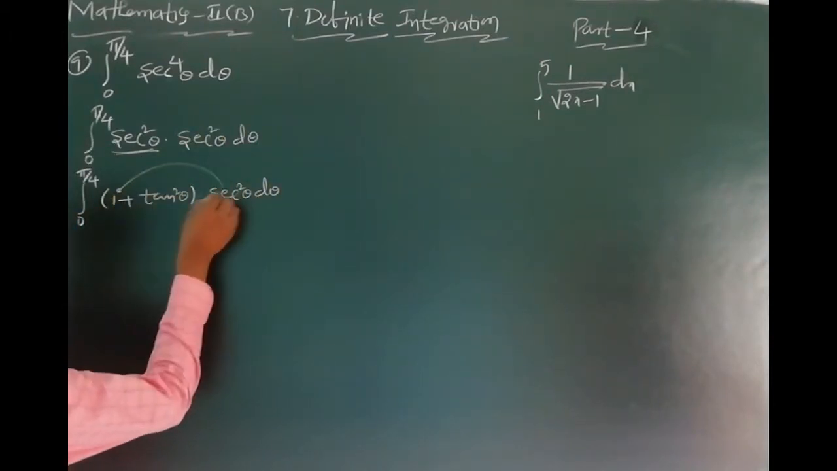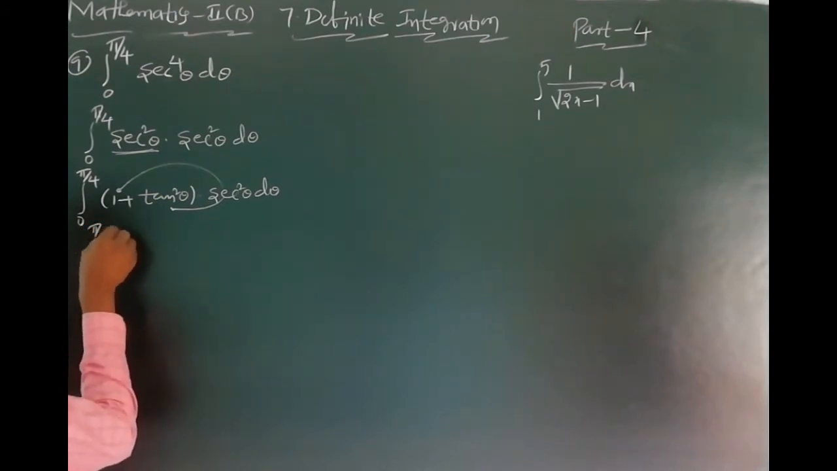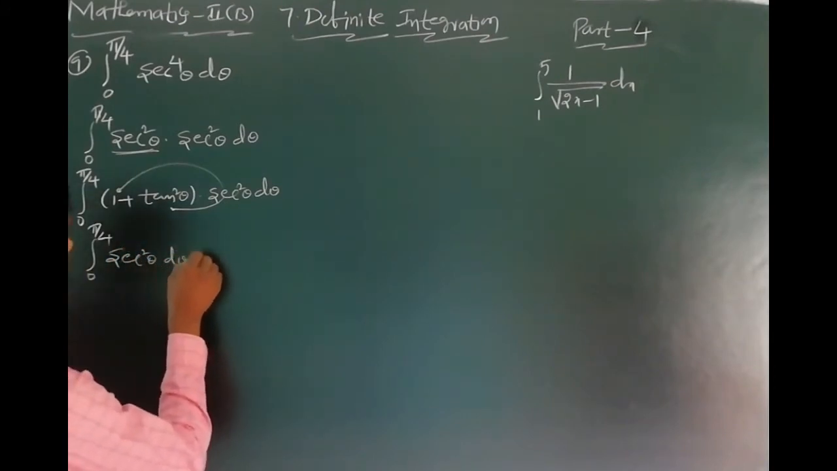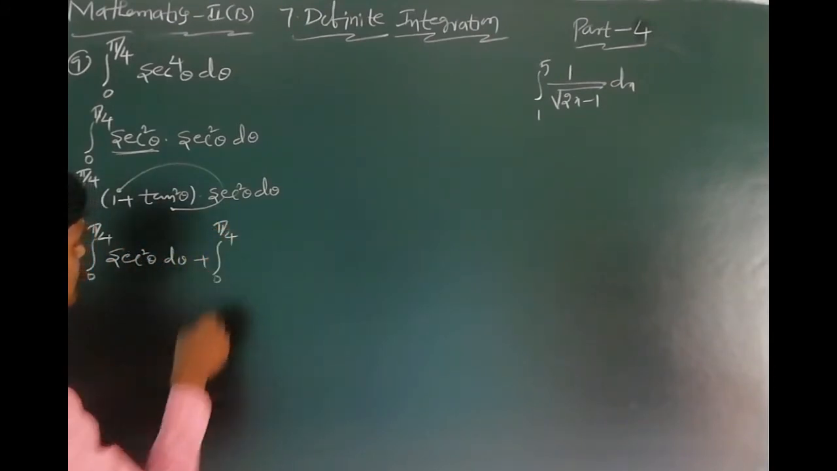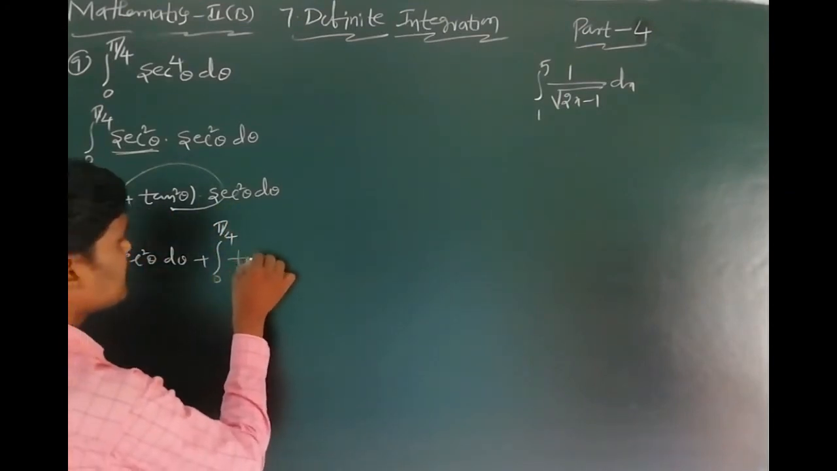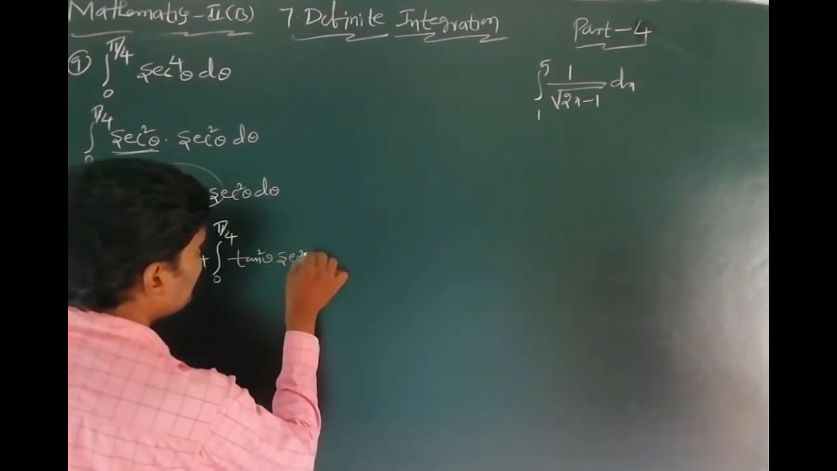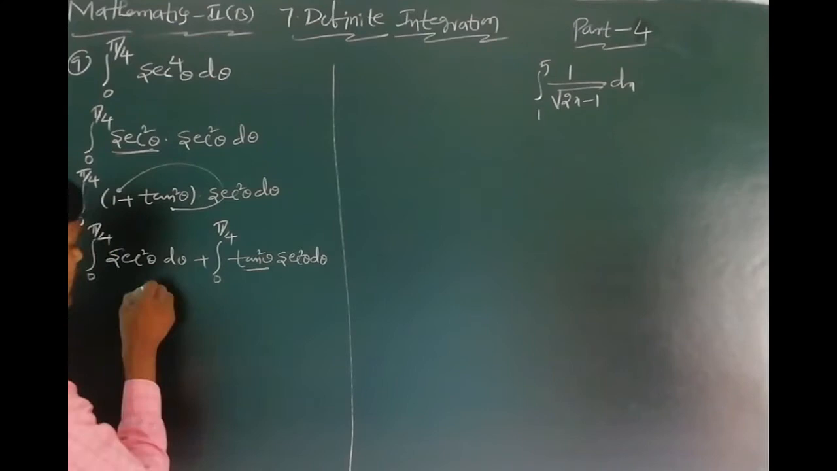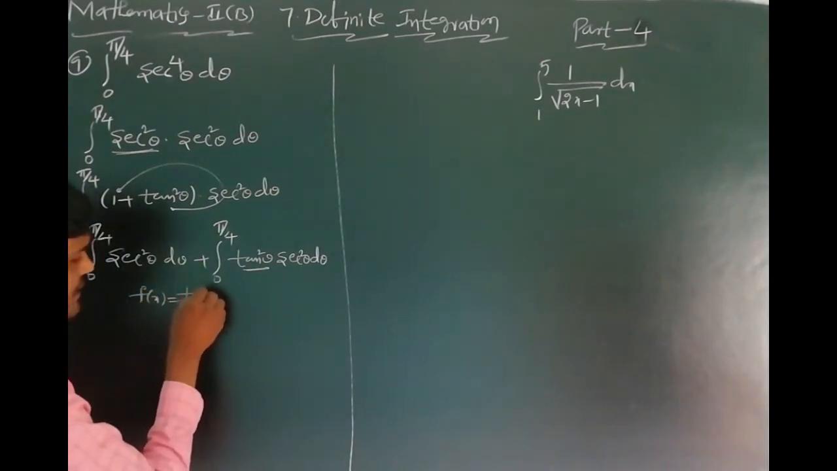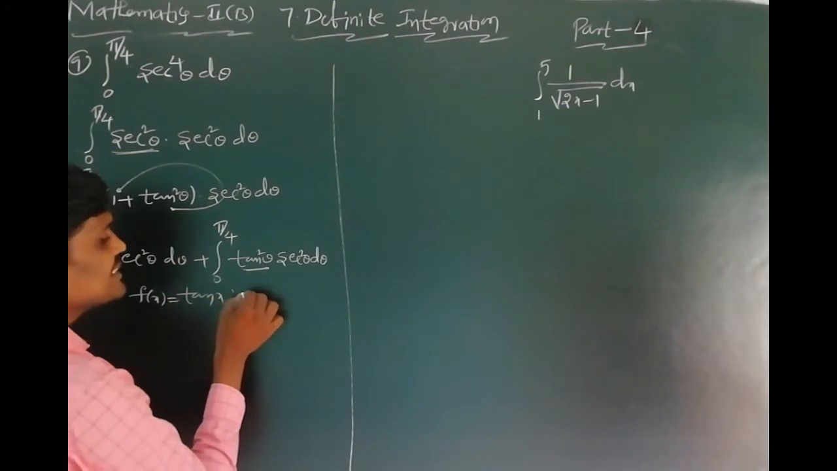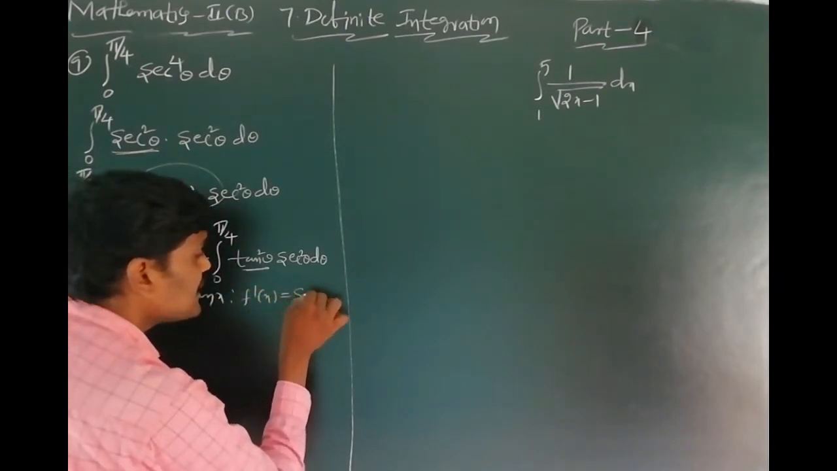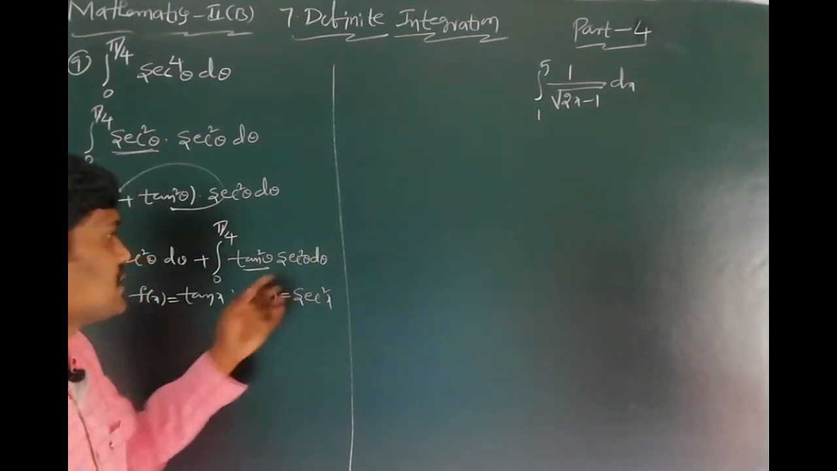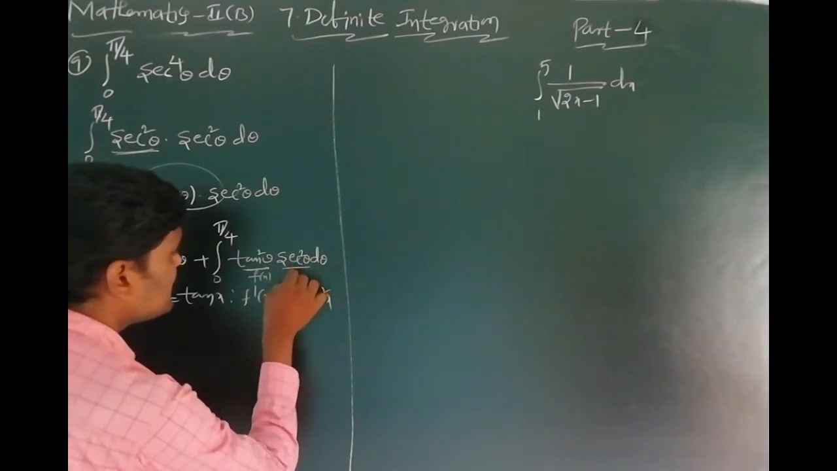After that, multiply these terms, you get what? Integral 0 to pi by 4 secant square theta into 1 secant square theta d theta plus integral 0 to pi by 4 tan square theta into secant square theta d theta. After that, suppose f of x is tan x, then f dash x is what here? Secant square x. Correct or not, students? F of x is tan x, then the derivative of tan x is secant square x. That's why this is f of x, this one is f dash x.